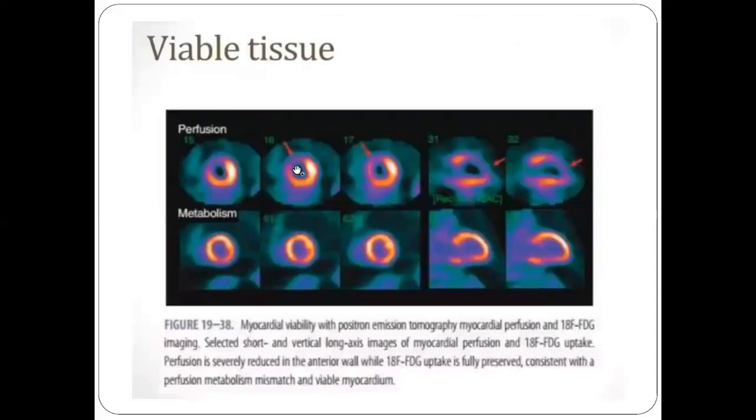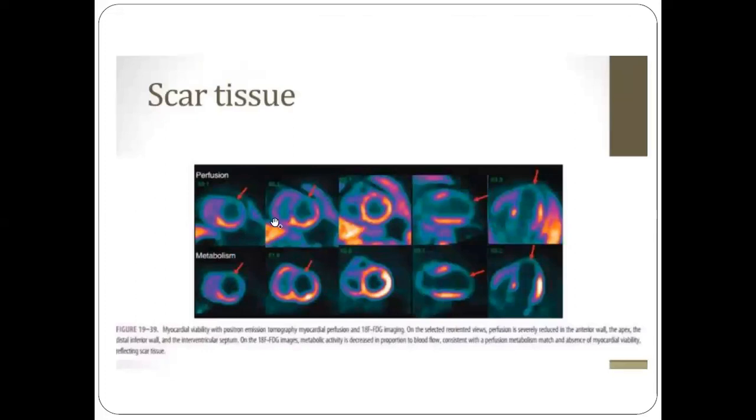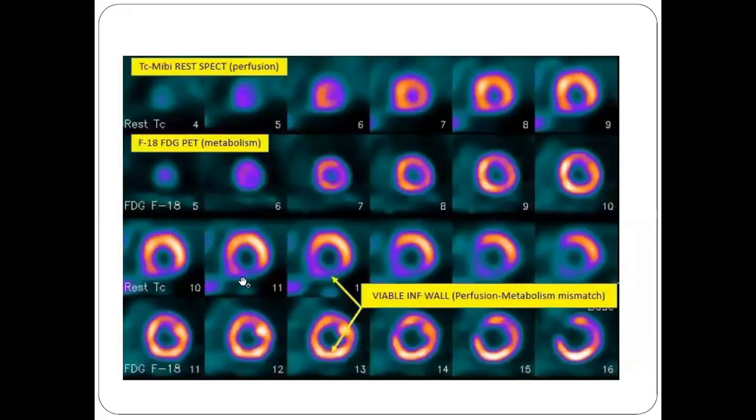You can see here perfusion is decreased in the anterior as well as septum part, whereas metabolism is maintained. FDG uptake is normal in that area, so it means the tissue is viable, as in hibernating myocardium. You can see a scar here, where there is no perfusion as well as no metabolic uptake. In the inferior wall, perfusion is defective whereas metabolism is maintained, which can be seen in hibernating myocardium.